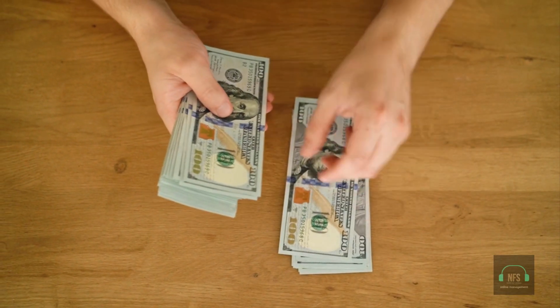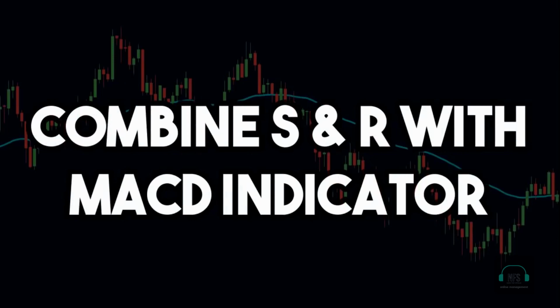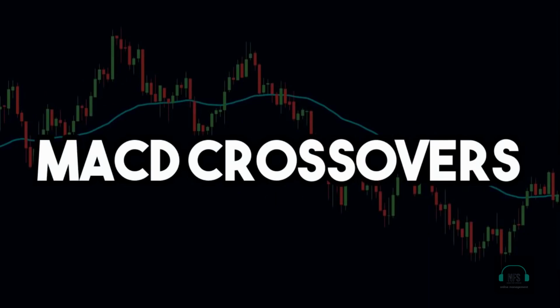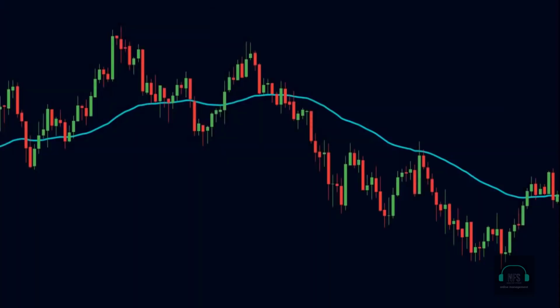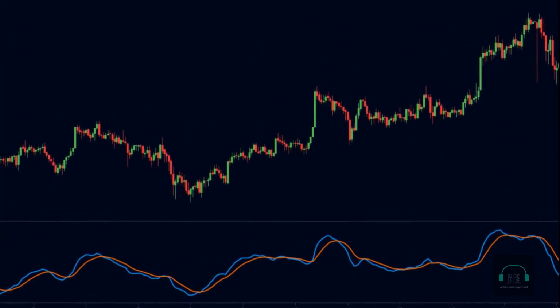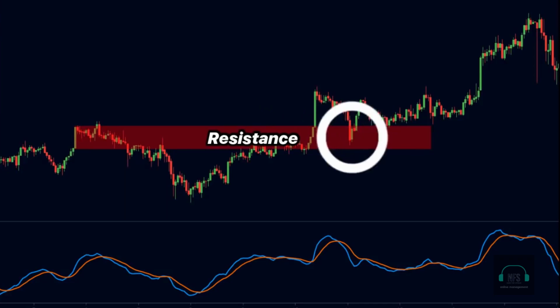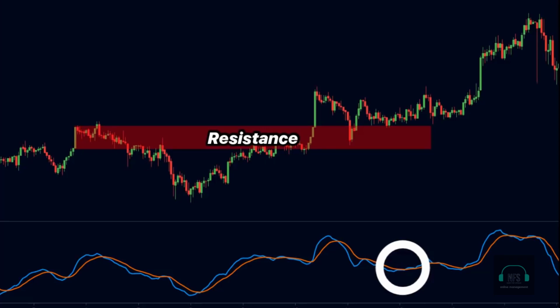Now, we can also combine support and resistance with the MACD indicator to find opportunities. So, we could use MACD crossovers to trigger our entries at key levels. For instance, here we see that the price broke this resistance level. Now we expect the price to find support here. So when the price touches this level from above, we wait for the MACD line to cross above the signal line. The crossover happens here.